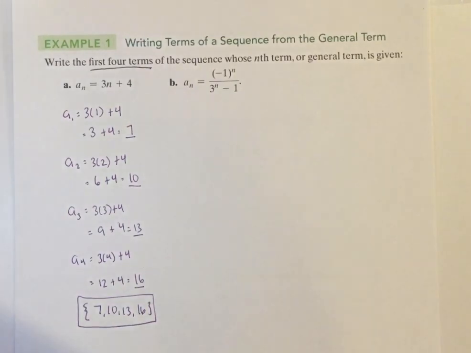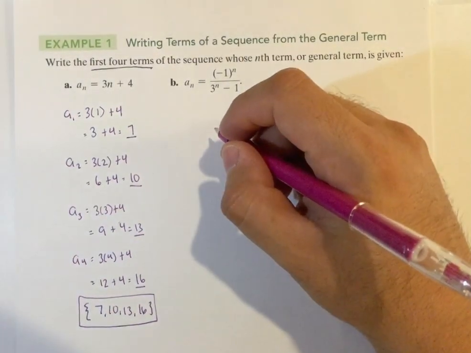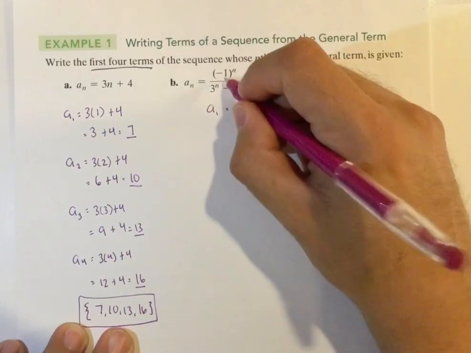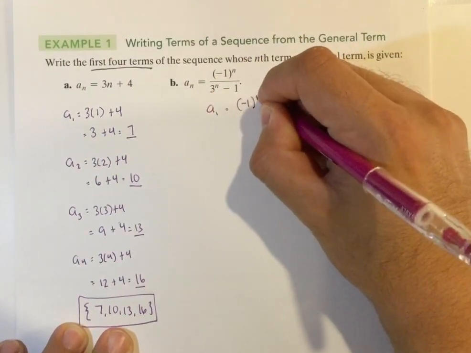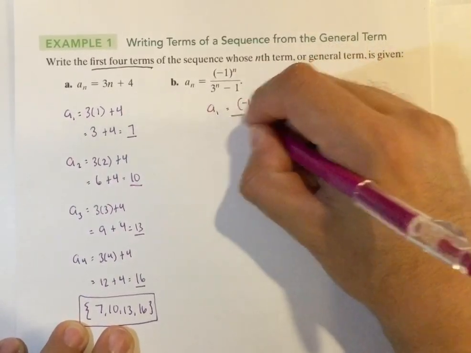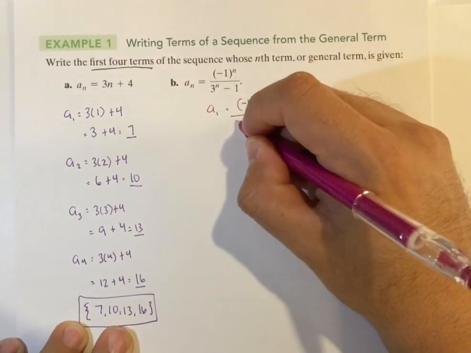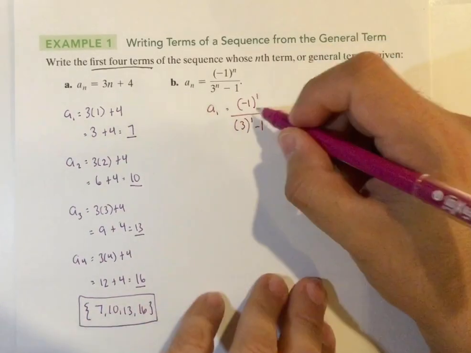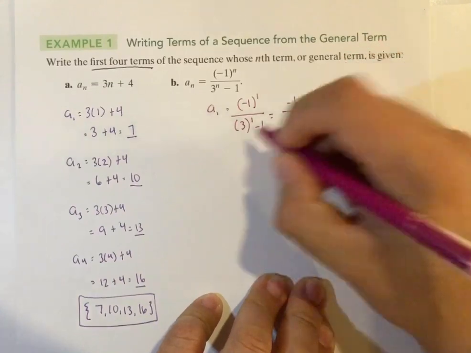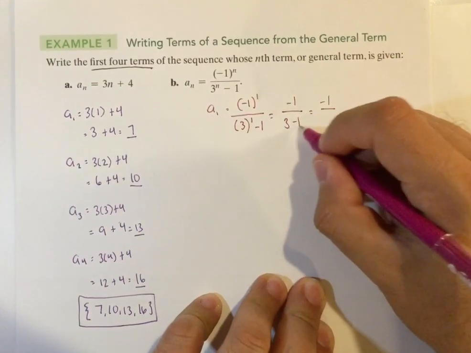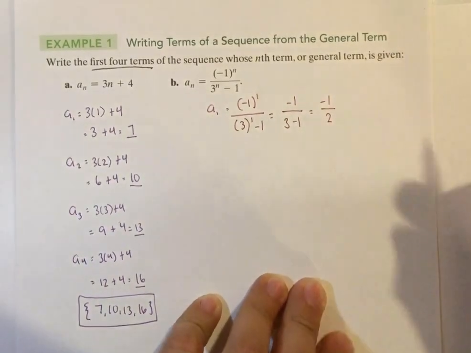All right, on to part B. So part B is this formula here. So same thing, we're just going to do a sub 1. So negative 1 raised to the first power, because I'm changing that n to the n here, which is 1, divided by 3 to the first power, and I always like to put this in parentheses, minus 1. Now I'll just work this out. Negative 1 to the first power is negative 1. 3 to the first power is 3 minus 1. So negative 1 over 3 minus 1 is 2, so that's negative 1/2.